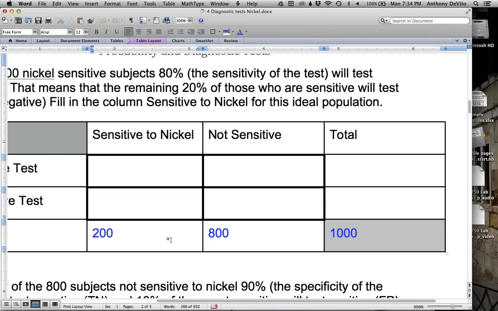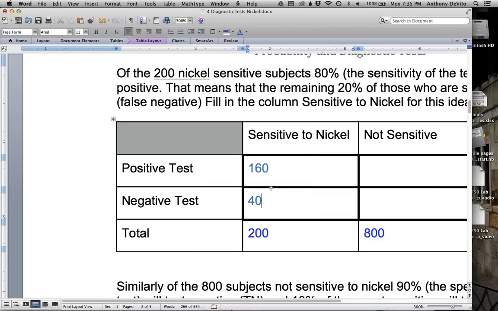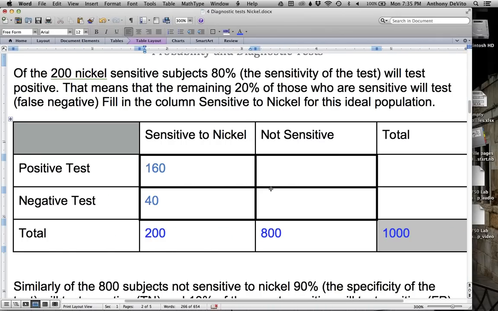Anybody remember what the sensitivity of this test was? 80%. So if 200 people are sensitive to nickel, and we get the test right 80% of the time for people that have the sensitivity, how many people out of those 200 are going to be positive? 160, 80% of those, right? How many are going to test negative? 40. Okay, what are those 40 called? False negatives, exactly. They tested negative and they're the false negatives.